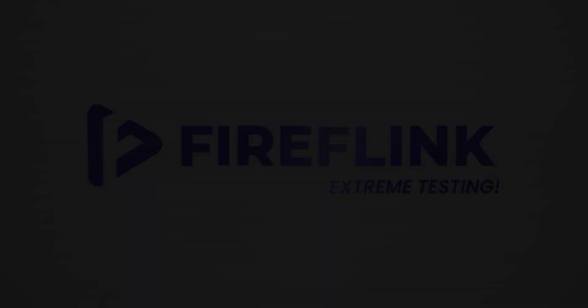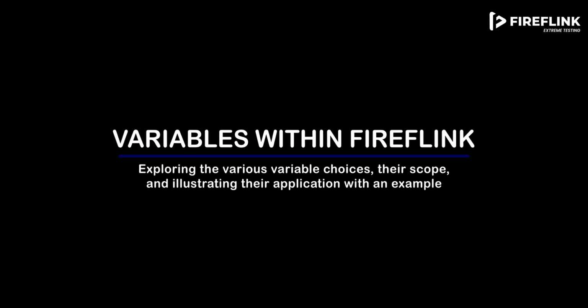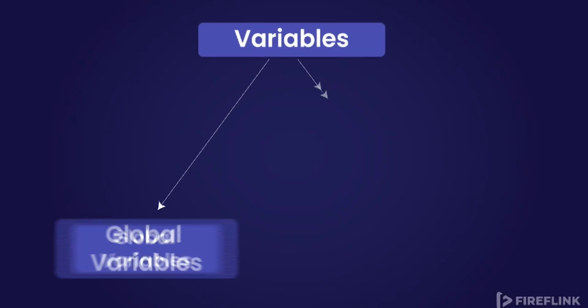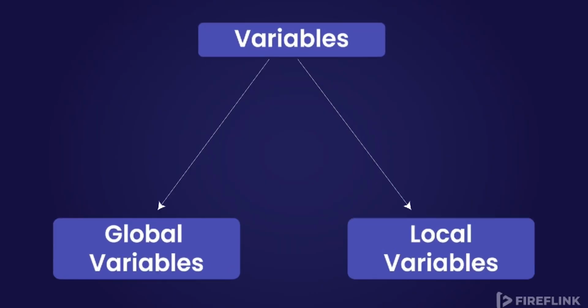In the following video, we will discuss the different variable options available when creating automation scripts, and how to effectively use them in FireFlink. You can work with two kinds of variables, global variables and local variables.